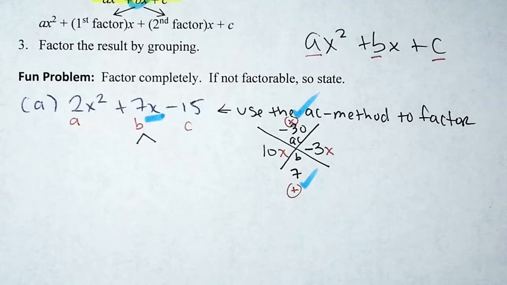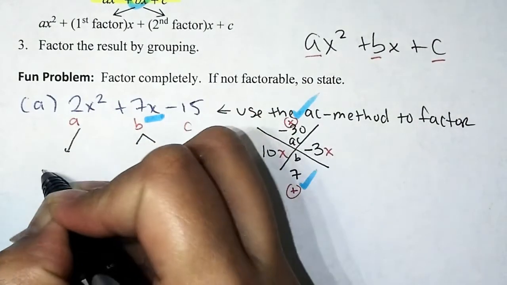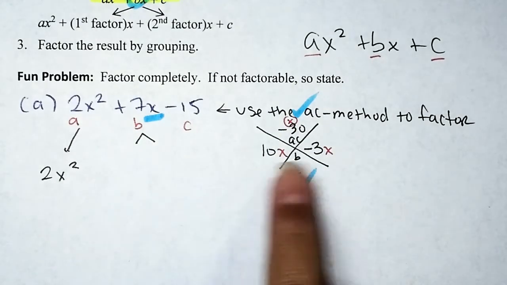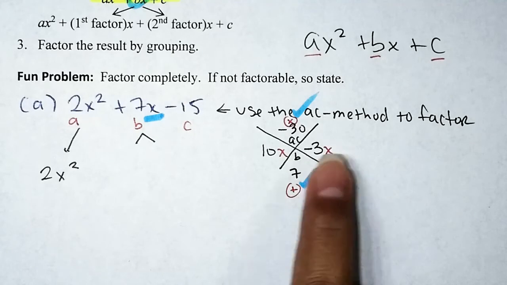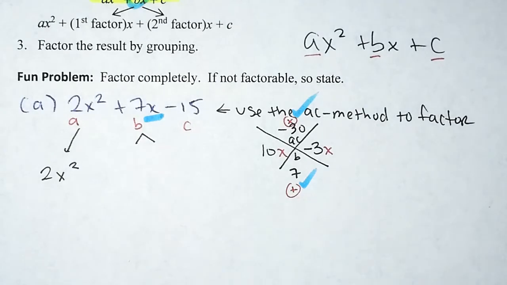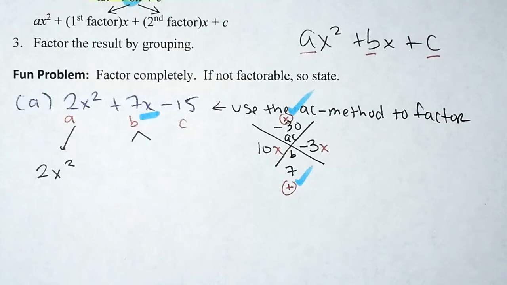So again, the gist of the AC method is to split the middle term so we can have 4 terms and factor by grouping. So we're going to copy the first term as is. We are splitting the middle term, and it's okay if you switch the sides. If you put -3x and then 10x, I'm cool. What's the worst thing that can happen? Nothing, okay? But if your sides are flipped, then the binomials will be flipped. It's no big deal.